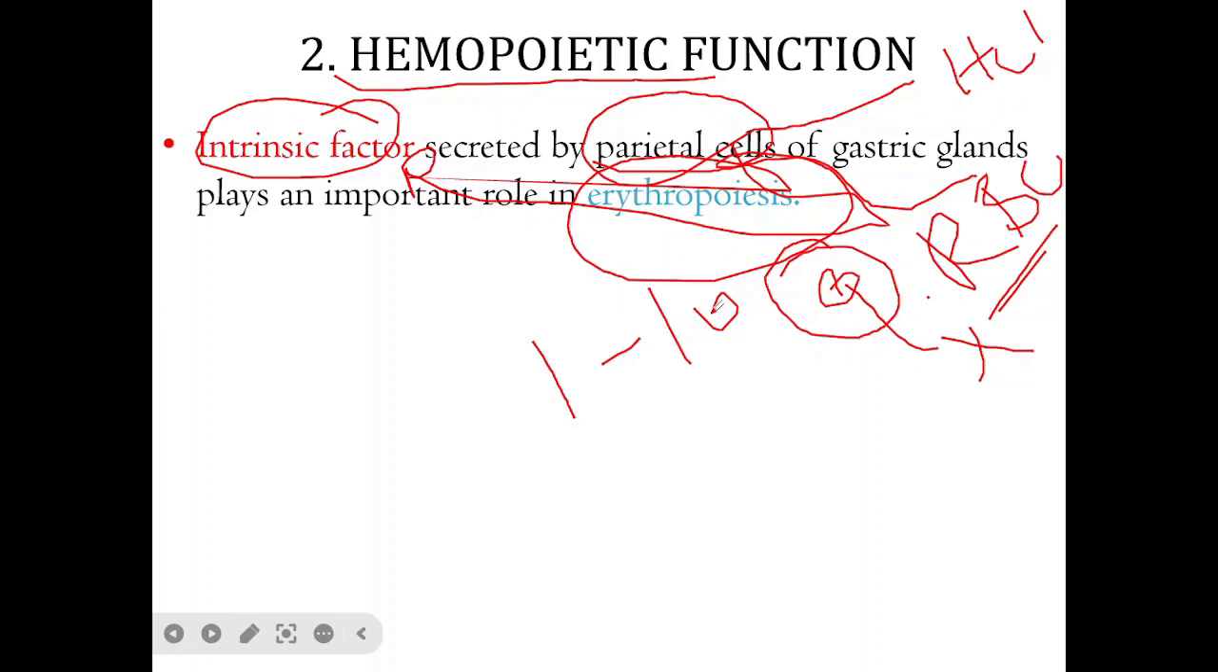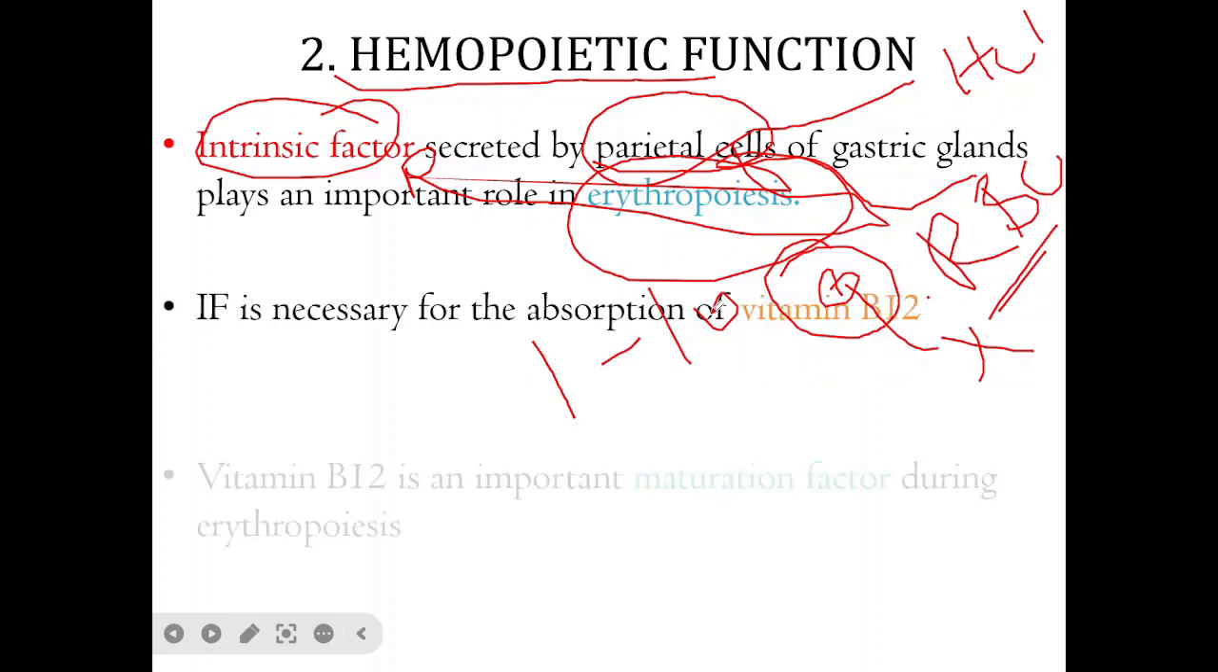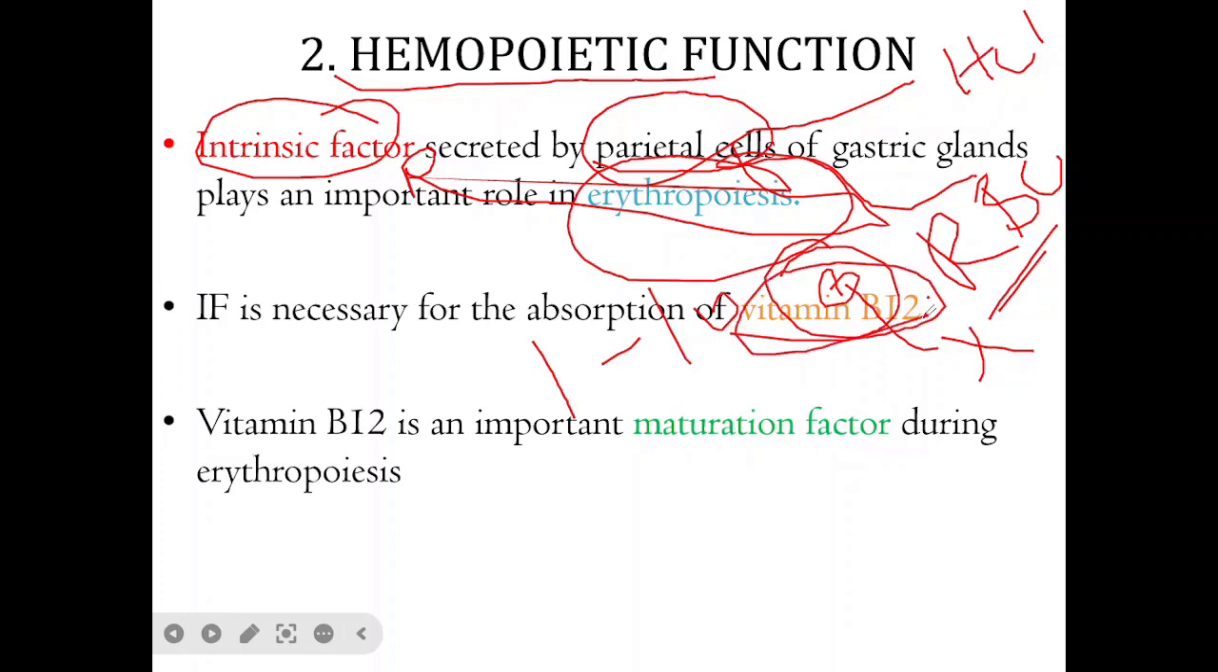Because this intrinsic factor facilitates the absorption of vitamin B12 from the ileal part of our intestine.